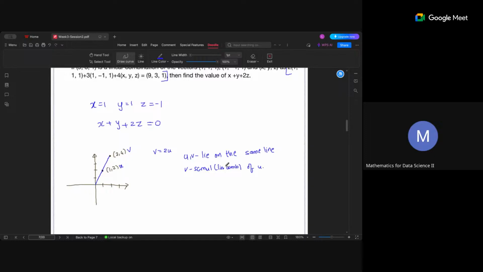Now can we obtain 2, 4 from 1, 2? Yes, it can be obtained by multiplying by 2, that is, 2 times 1 comma 2. So 2 comma 4 can be obtained from 1 comma 2, and in the same way 1 comma 2 can be obtained from 2 comma 4. This is one thing.